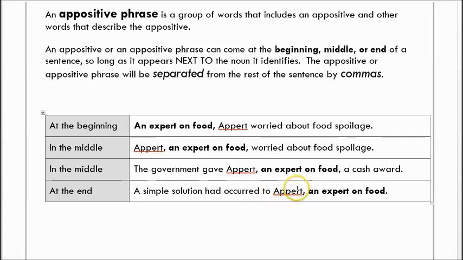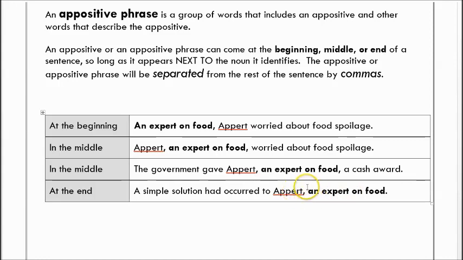And then at the end: A simple solution had occurred to Appert, an expert on food. Now here, Appert, the noun that we're going to add some information to, is the object of a preposition, right, to Appert. And this becomes attached to Appert. It's an appositive phrase attached to the object, an expert on food, also set off with a comma.